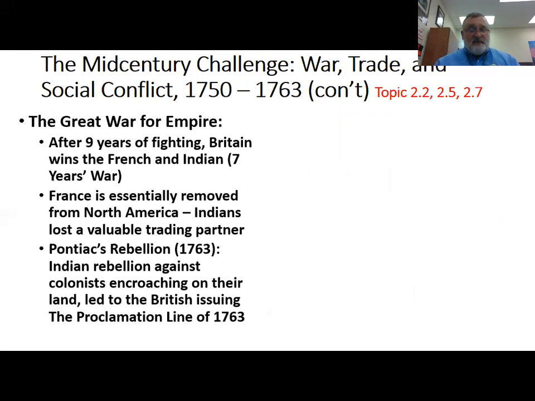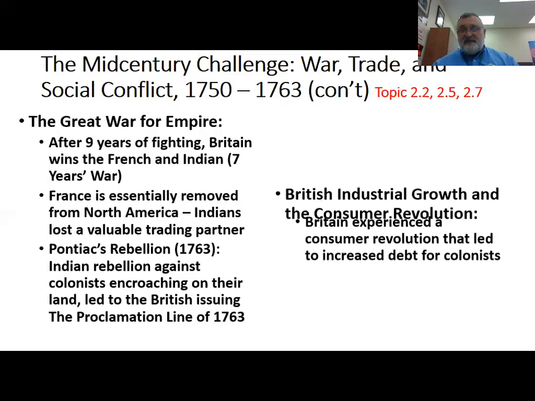One of the negative consequences for Native Americans is that now there wasn't another European group to play one against the other. That led to increased tensions between the British colonists and the Native Americans. There was a large uprising called Pontiac's Rebellion that resulted in the British saying, okay, we're not going to have any more westward movement until we can solve some territorial disputes with Native Americans. That's called the Proclamation Line of 1763.